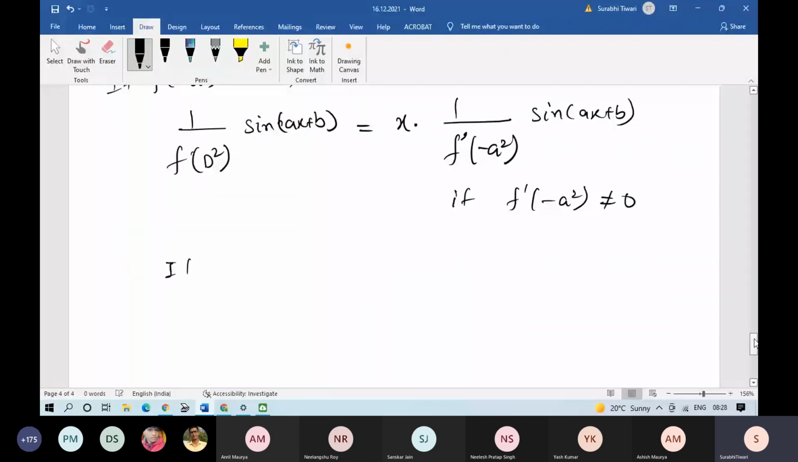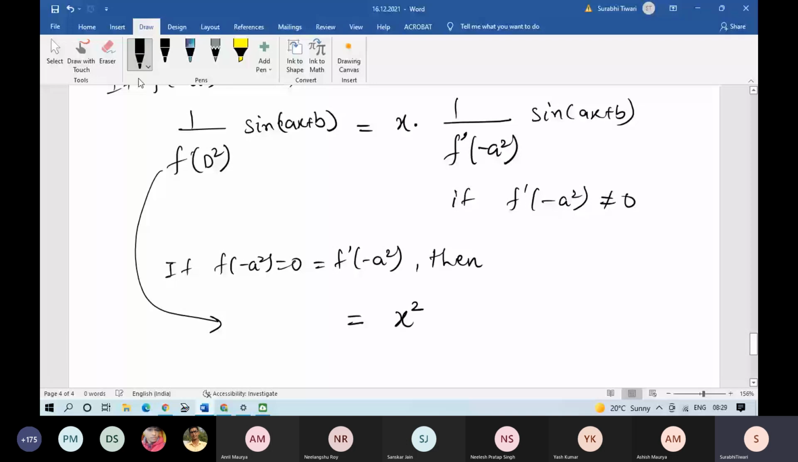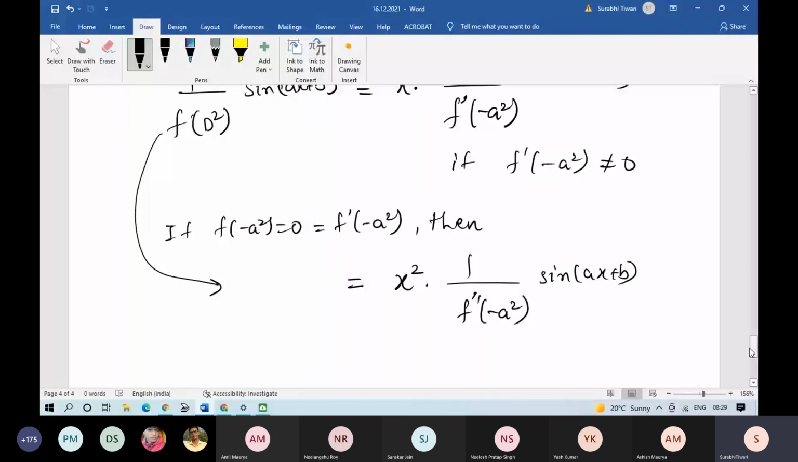So, if both of these values are equal to 0, f of minus a square ये भी 0 है और f dash of minus a square ये भी 0 है. So, उस केस में ये जो वैल्यू आपकी होगी, लेफ्ट हैंड साइड वाली, दिस विल बी इक्वल टू x square into 1 upon f double dash of minus a square into sin ax plus b. ठीक, अगेन प्रोवाइडेड दिस डिनोमिनेटर इज नॉट इक्वल टू 0.